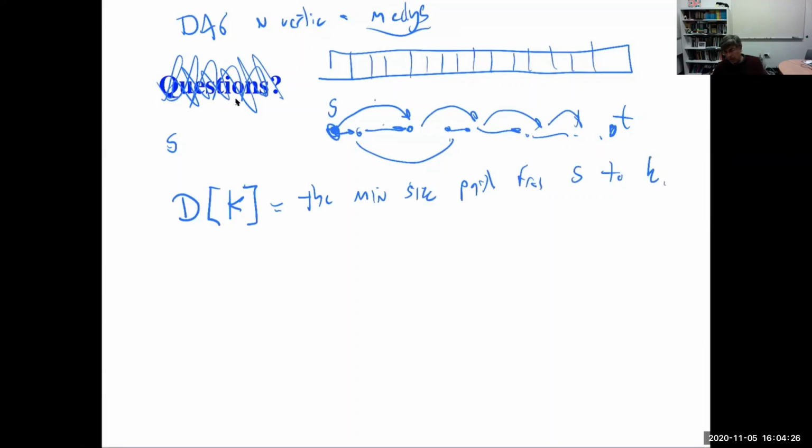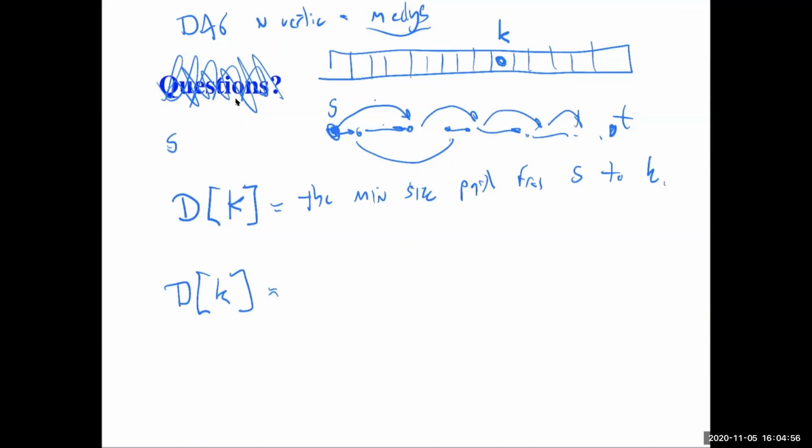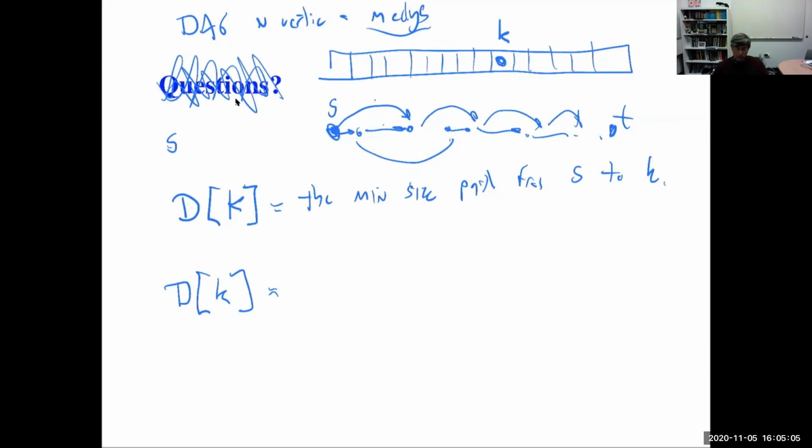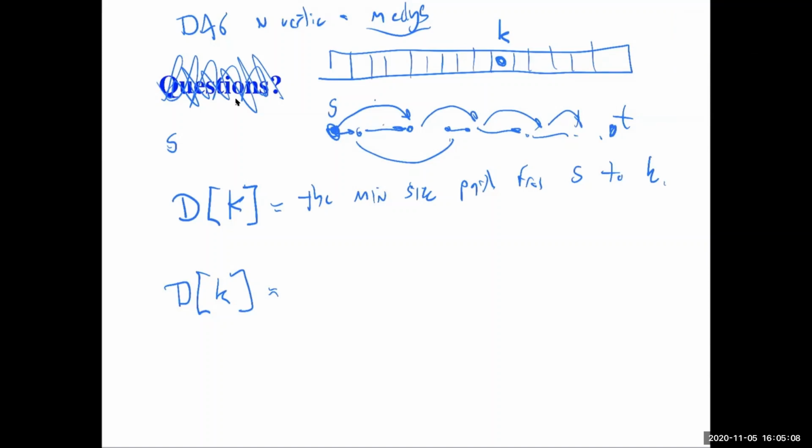Can anyone tell me, if this is vertex K, what is a recurrence for the cost of the cheapest path from S to K? Can anyone think of such a thing? Wouldn't it be the paths from everything leading up to it, everything plus the lengths leading up to it? Okay, how would I write this?